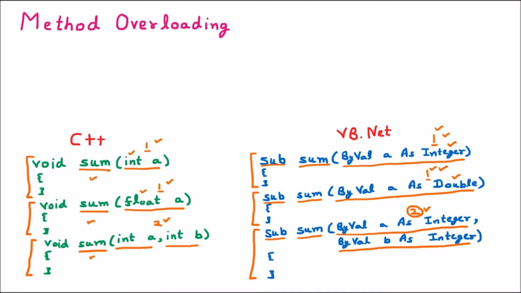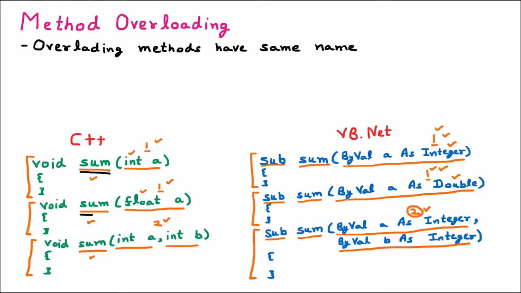So in method overloading, the methods have the same name. Here if we talk about C++, we can see sum, sum, and sum. So all these functions or procedures have the same name.